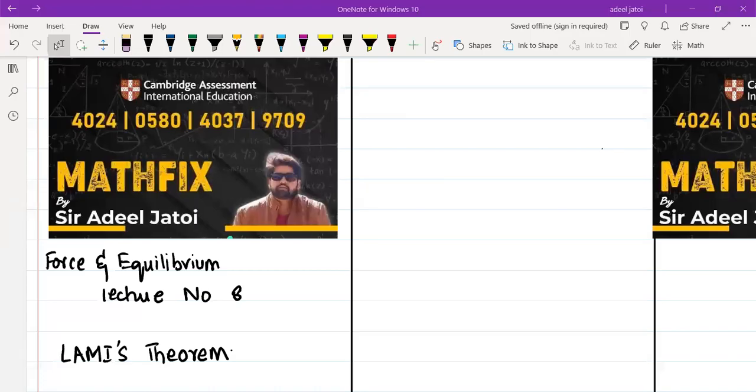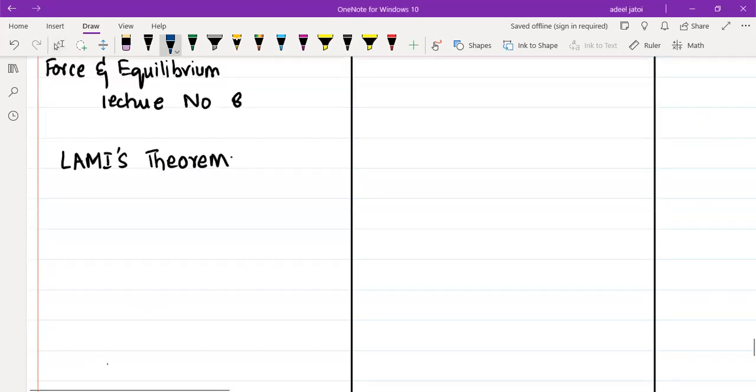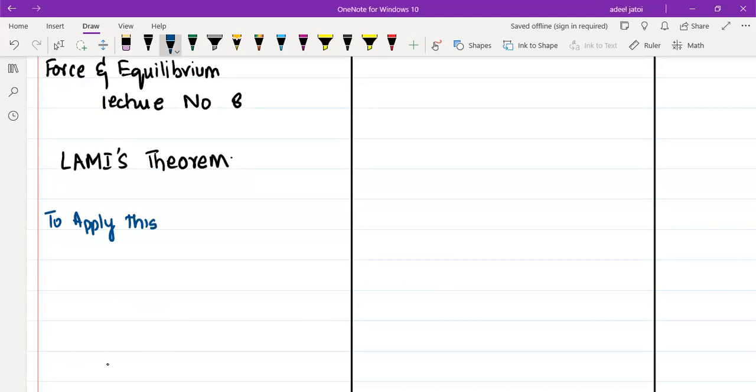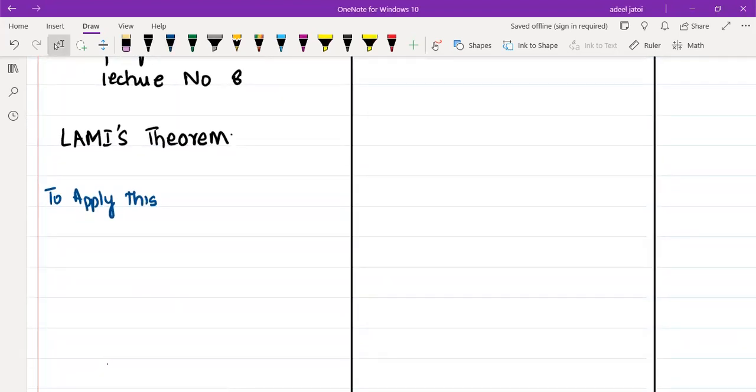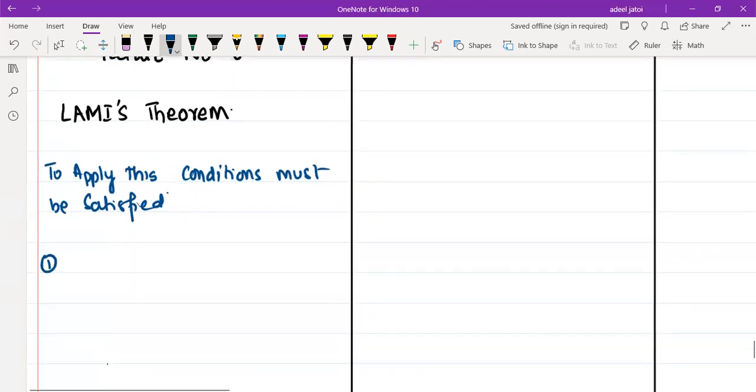Okay, ji. So today we are starting off with Lami's theorem. This is forces and equilibrium lecture number 8. To apply this theorem, you need to understand that there are conditions that must be satisfied. Number one, there must be three forces only.